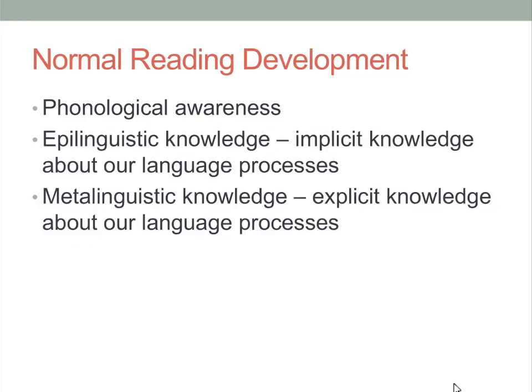It also gets into our epilinguistic knowledge, which is our implicit knowledge about our own language. So implicit being some of our understanding of grammar, the understanding of morphemes, so our kind of implicit understanding that some things, the sentences don't make sense that way, or that word can't go there. Whereas metalinguistic knowledge is our explicit understanding of the language process. So I could tell you that I could add an ed to make things past tense.